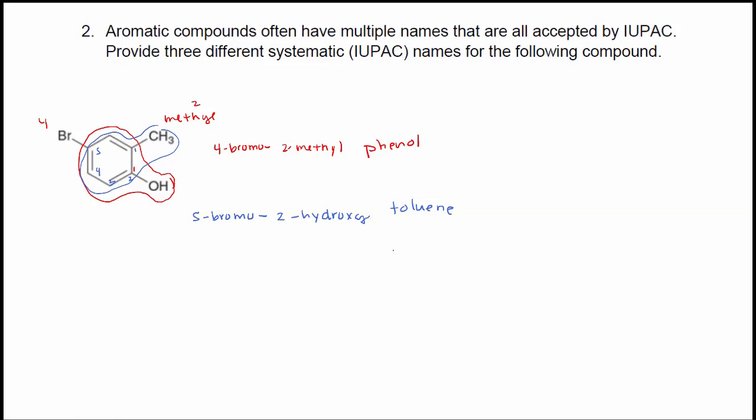And then the last one that you could name would just be plain benzene. And then we would go for the lowest numbering here, which would probably put the alcohol at 1, methyl at 2, and then bromine at 4. And then we list it alphabetically. 4-bromo, 1-hydroxy, 2-methyl benzene. Any questions on that one?